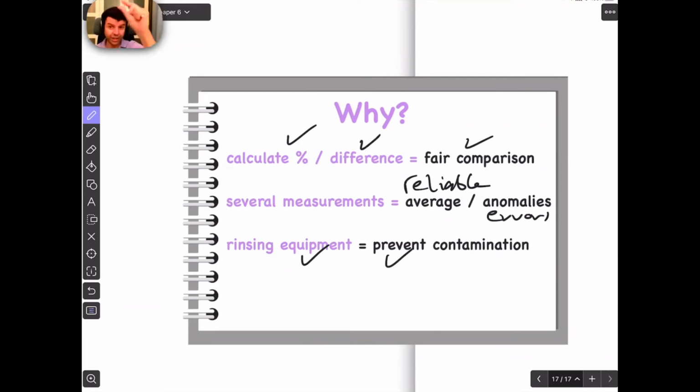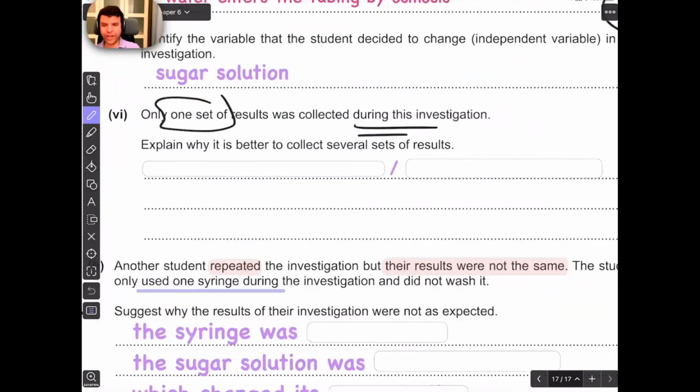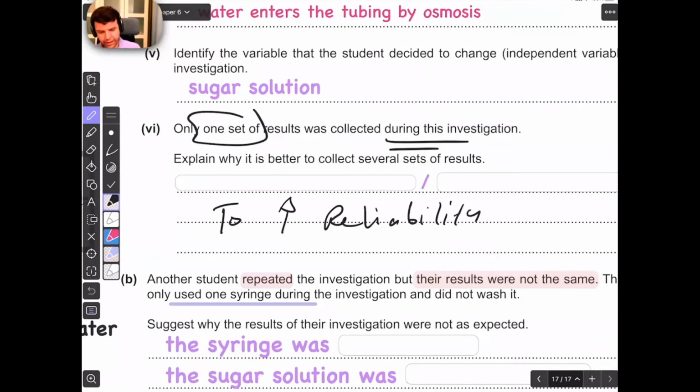Sometimes they ask you 2 of those questions in the same exam paper, like the one we have in here. So back to my question. The question is asking, why did we do several sets of results? What would you say here? We say to increase reliability and to find errors, find anomalies, okay? Or to find the average, right?